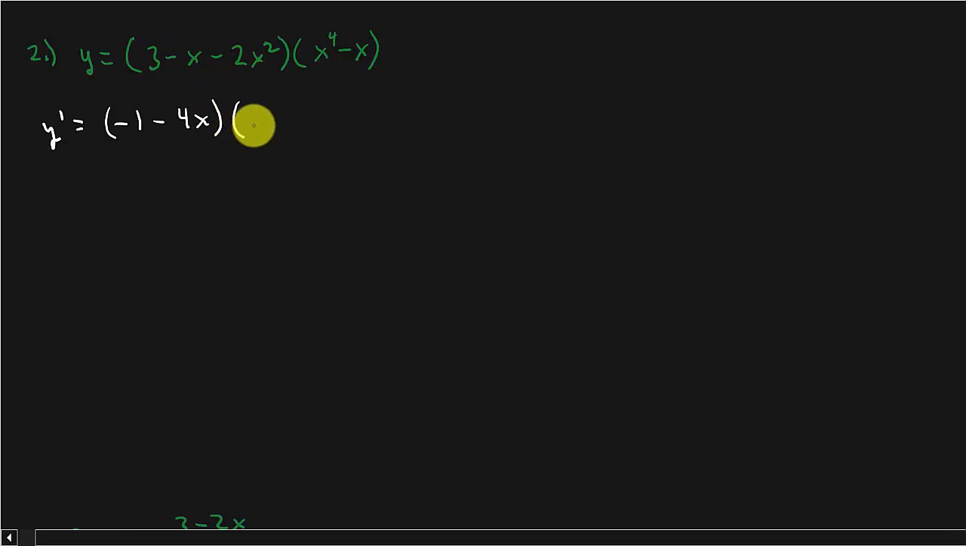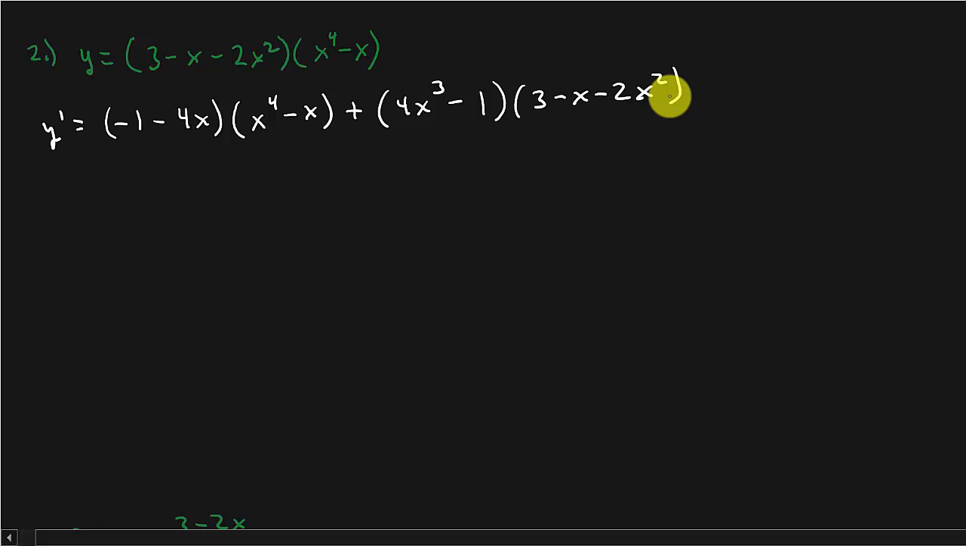And then it's times the second function, so times x to the fourth minus x. And then we have plus the derivative of the second. So the derivative of x to the fourth is 4x cubed minus the derivative of x, which is 1. So this is the derivative of the second function, and then times the first, so times 3 minus x minus 2x squared. And now we've got to multiply and combine like terms.